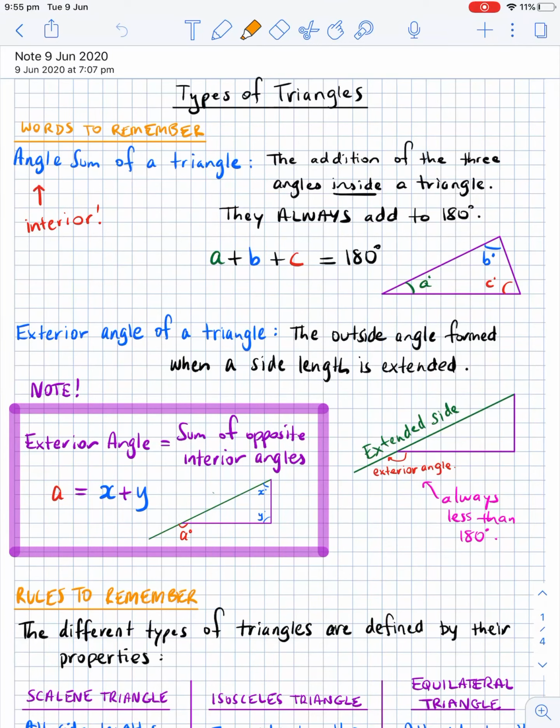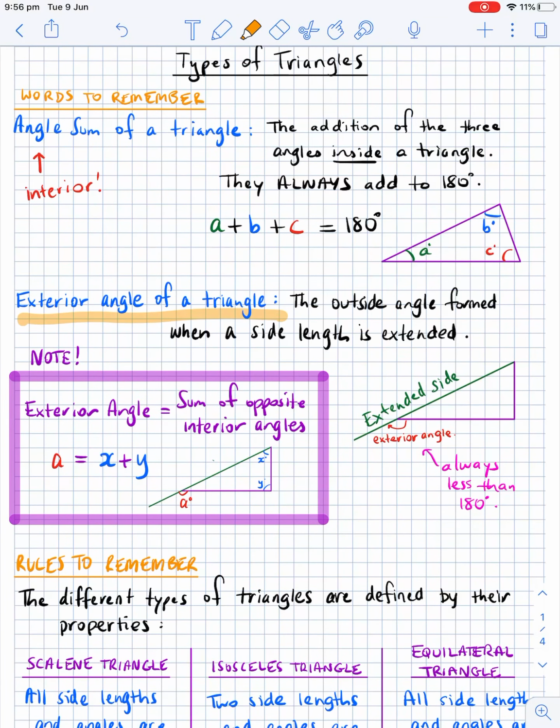Hi guys, for today's lesson we're going to be dealing with types of triangles. So first up, I want you to remember the phrase the angle sum of a triangle. It's pretty much just talking about the addition of the three angles inside a triangle. The inside angles are also known as the interior angles. They always add up to 180 for a triangle. So A plus B plus C, they equal 180 always.